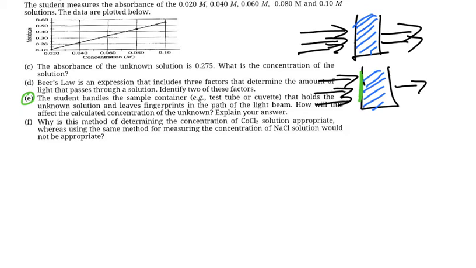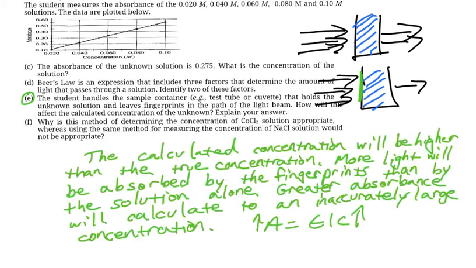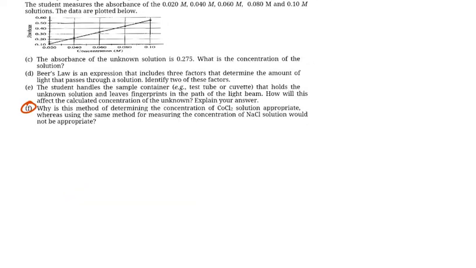So what are we going to conclude if that happens? Well, we're going to conclude that the solution was more concentrated than it should have been. So here's my answer. The calculated concentration will be higher than the true concentration. More light will be absorbed by the fingerprints than by the solution alone. Greater absorbance will calculate to an inaccurately large concentration. And I show the relationship using Beer's law. It's always a good idea to show a mathematical correlation. Increased absorbance will lead to increased concentration.